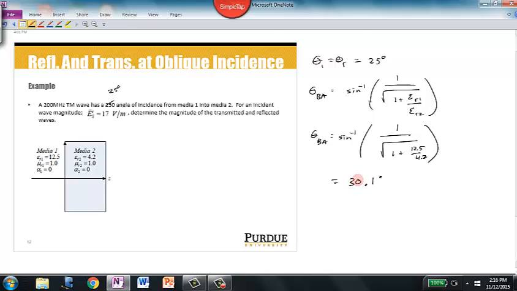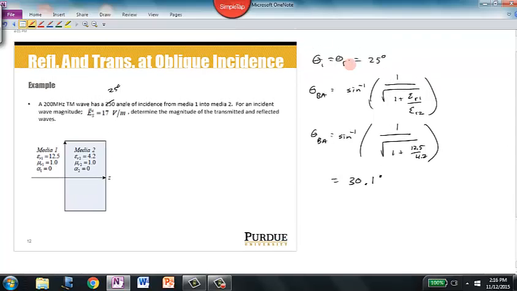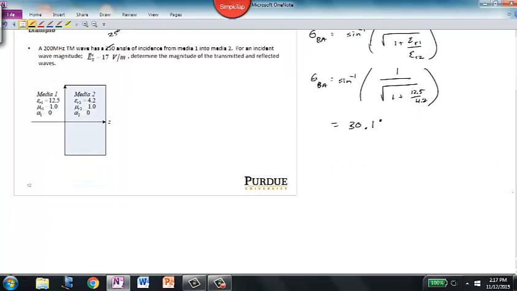So we're going to have to solve for the magnitude of the reflection, the magnitude of the transmission, and the angle of transmission. Because you'll recall that if theta I was bigger than 30.1 degrees, we would have no reflected component for the TM mode. So we've got that.